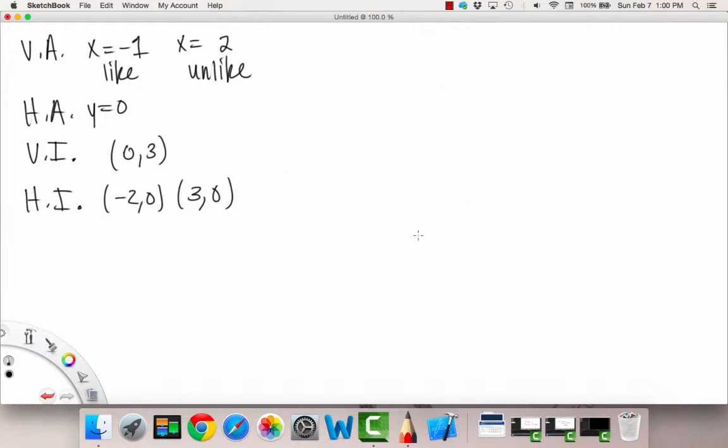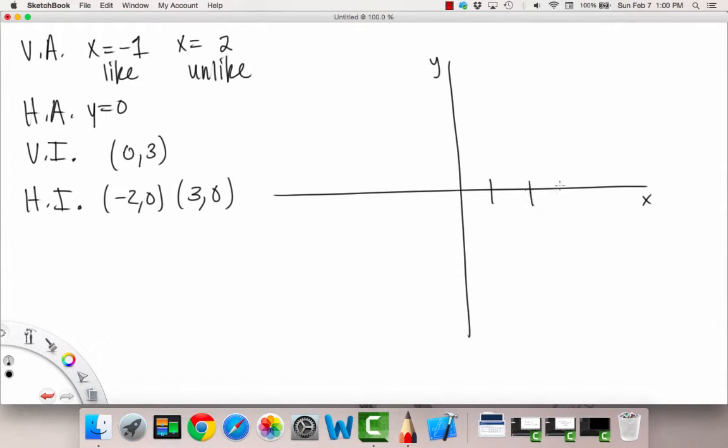Okay, so now let's get to graphing. So let's say we have something like this. Here's our x and here's our y. And let's go 1, 2, 3, 4 on all sides. Okay, so let's just graph the points for now. We have vertical intercept of (0, 3), so right here. We have horizontal intercepts of (negative 2, 0) and (3, 0), so right there and right there.